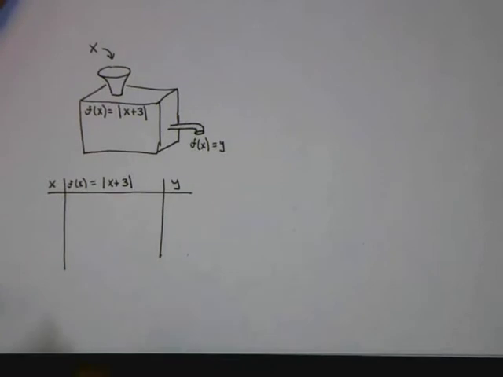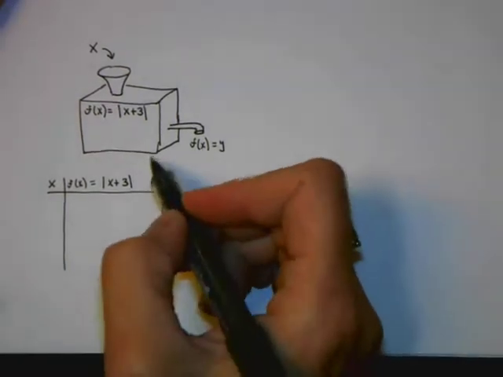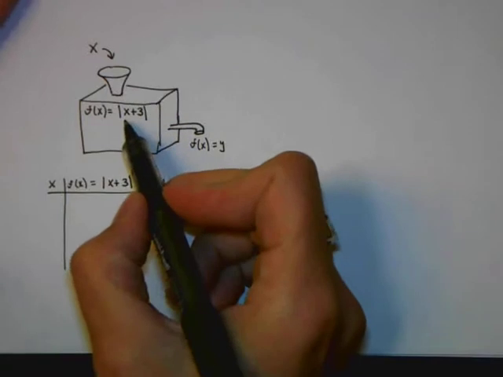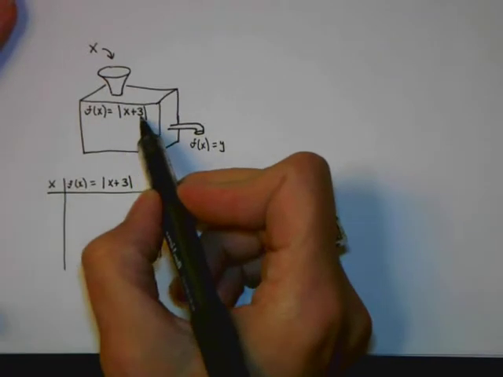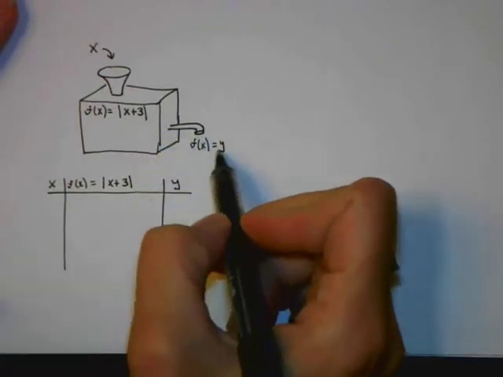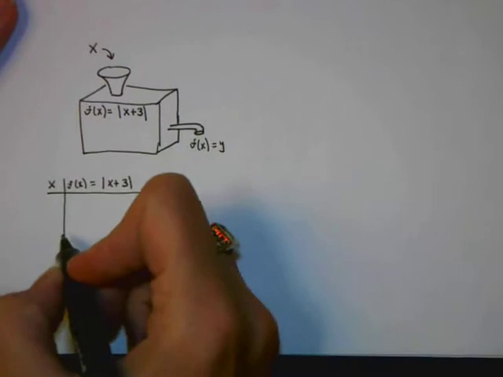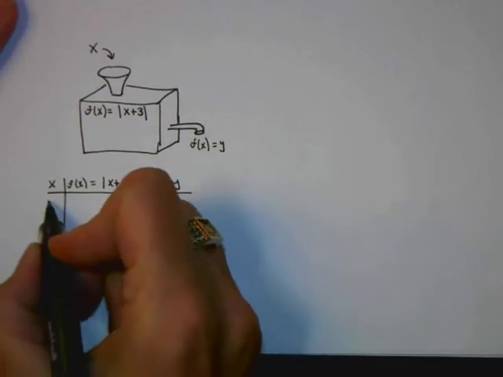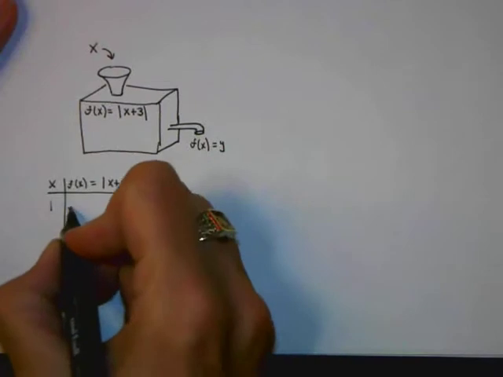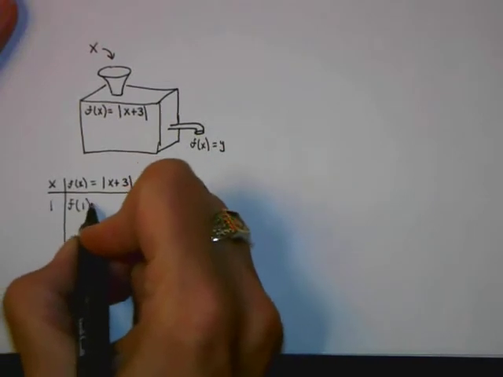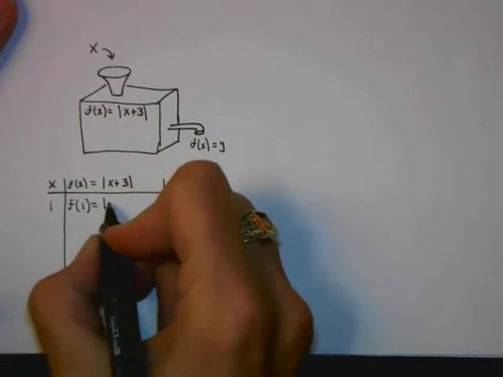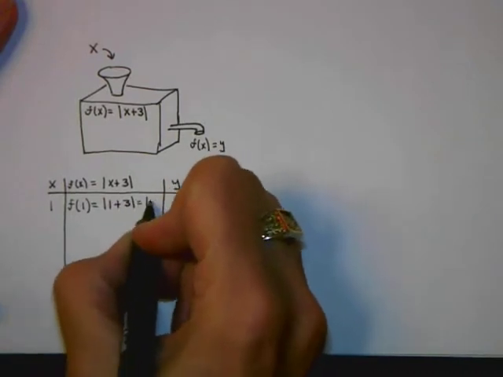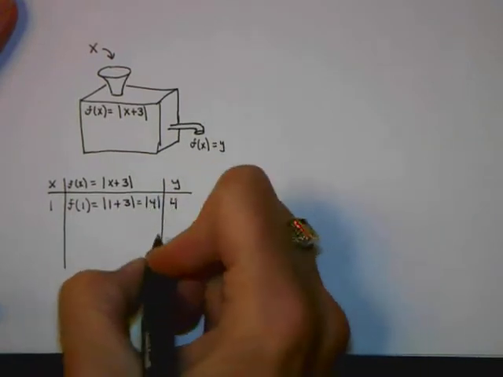So the next function that we're going to look at is a slightly more complicated function. We'll take an input, x, and our function machine this time is going to take the absolute value of x plus 3 and spit out f of x, also known as y. So let's see what happens when we plug in some different numbers this time. What if we plug in 1 for x? F of 1, that is the value of this function at 1 then, is the absolute value of 1 plus 3. 1 plus 3 is 4, and the absolute value of 4 is just 4.